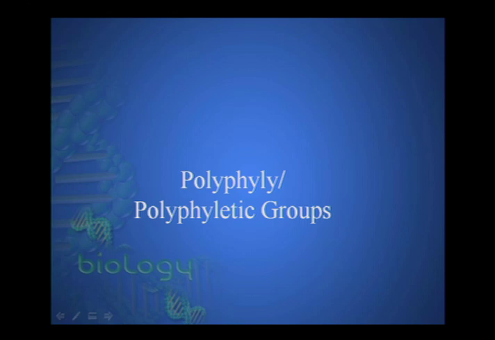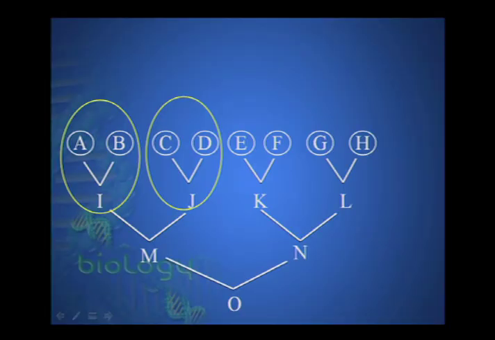Now, what we want to try to avoid, and one of the biggest sins, if you will, of classification would be what we call polyphyly. And polyphyly is where you include organisms that don't belong in your group, organisms that do not immediately trace back to a recent common ancestor.